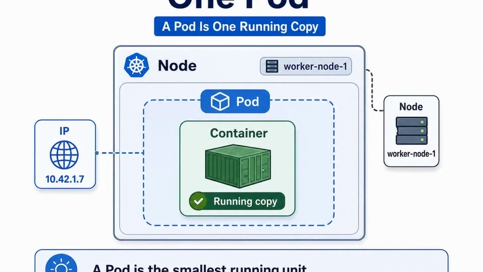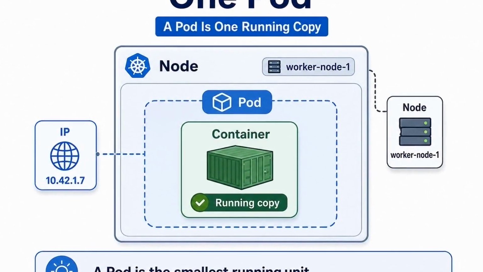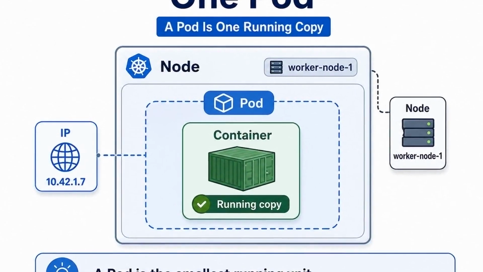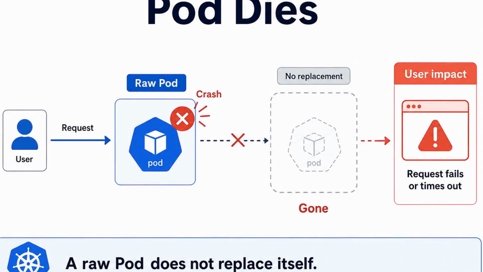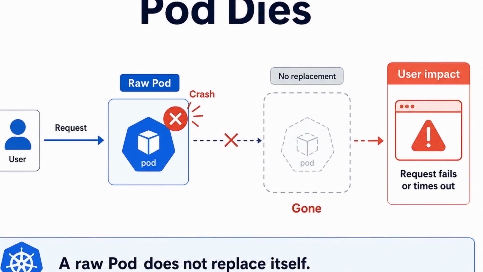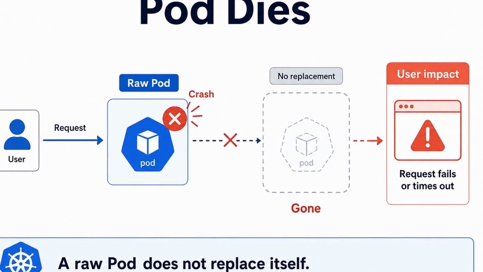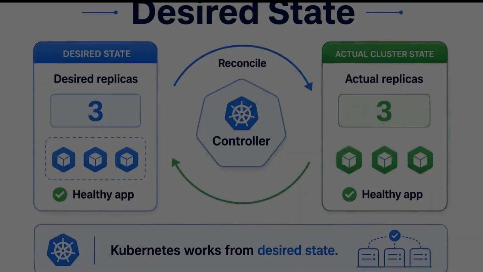A raw pod is just one running copy. If it disappears, users feel it immediately. That is the first trap. A pod can die without replacing itself. Production needs a promise, not a disposable object.